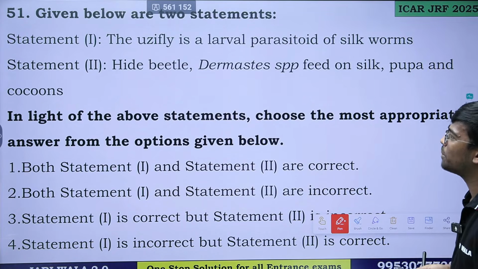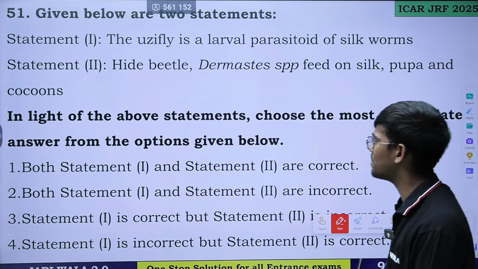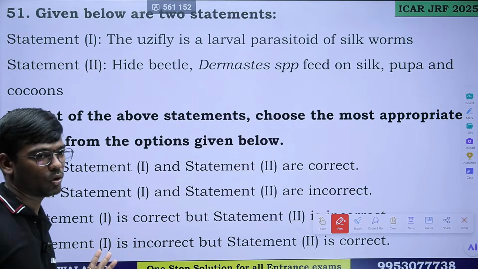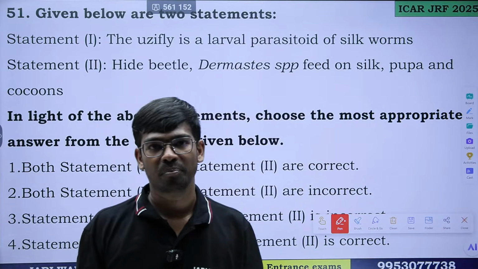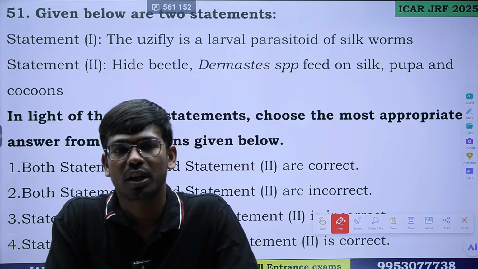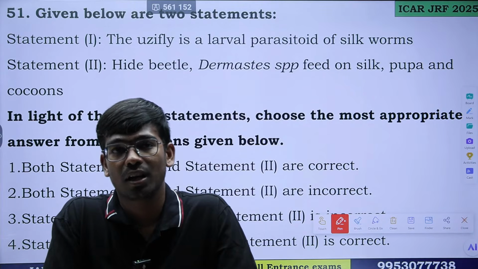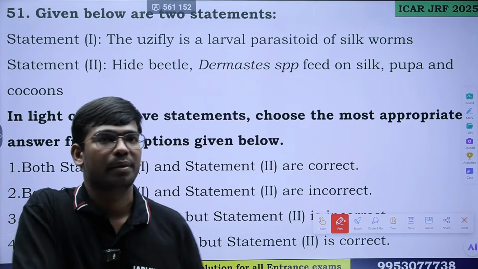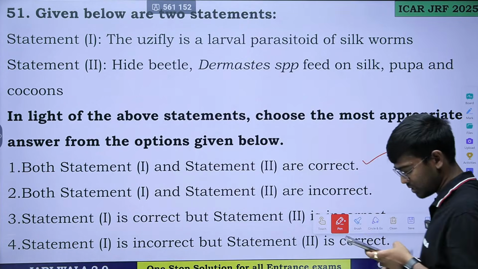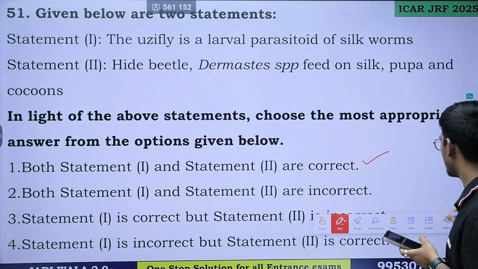Given below are two statements. Statement 1: oozy fly is a larval parasitoid of the silkworm, and the hide beetle, Dermestid species, feeds on the silk, pupa and cocoons. So here it is a pest of the silkworm. Okay, oozy fly we know is an endolarval parasitoid of the silkworms. So statement 1 is correct, and the Dermestid hide beetle usually feeds on the silk, pupa and even the cocoons completely. So both statements are correct in this case. Many students responded, Mishra, Anchal Gupta, Chaya and Nisha kept 1. Yes, it's correct, students.